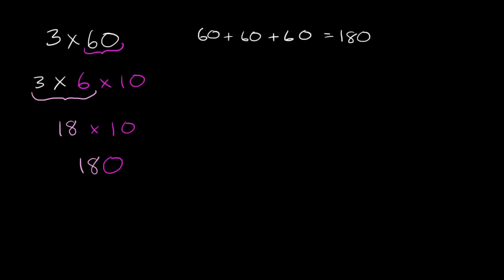Now, the more practice you get here, you'll realize, hey, I could have just said 3 times 6 is 18, but I have to worry about this 0 right over here. So I'm going to put one more 0 at the end. It's going to be 180. Same answer that we got right over there.